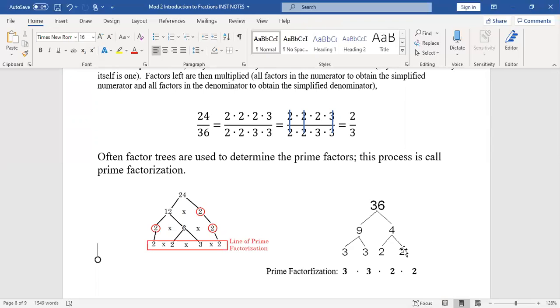Two numbers that multiply to get 12 are 2 times 6. Of those two factors, the 2 is prime, but the 6 isn't. And then two factors that multiply to get 6 are 2 and 3. So now, if I bring all the prime factors down, I have 2 times 2 times 3 times 2, which if I multiplied all that back out, I'd get 24.